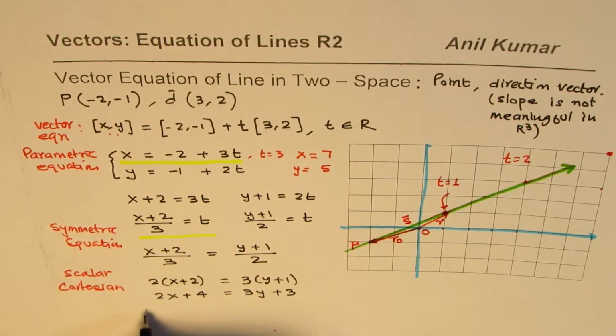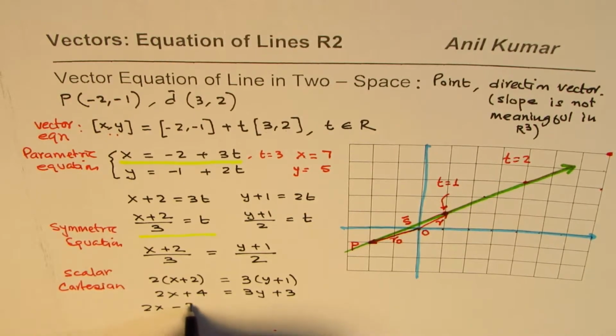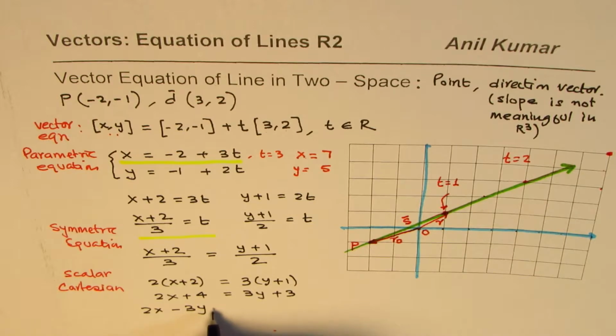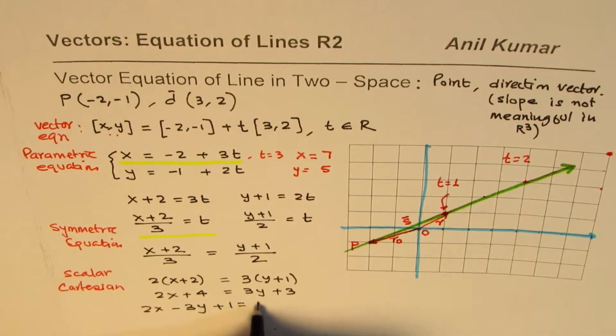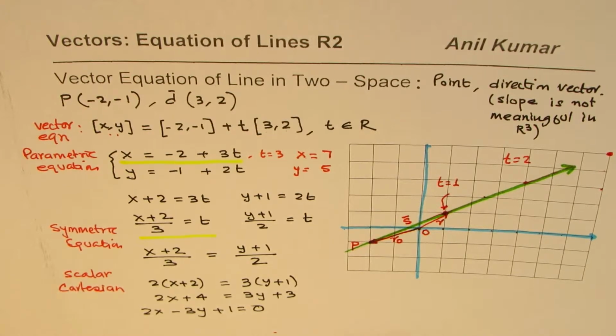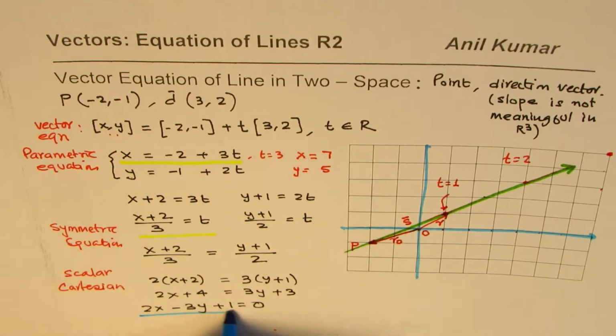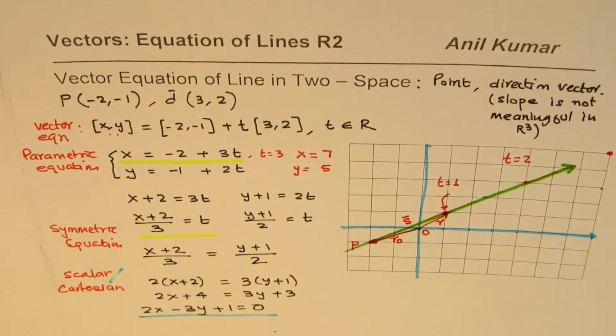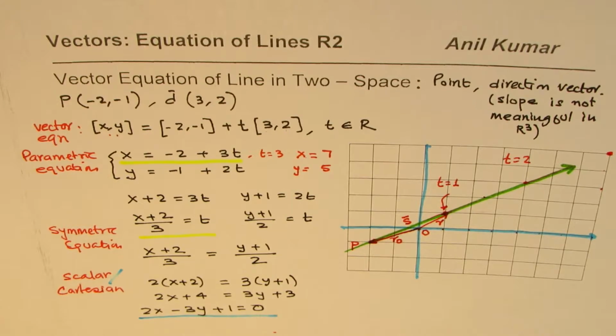Bring them all to the left side. So we have 2x minus 3y, and 4 minus 3 is 1, equals 0. Do you see that? Now this equation which you get is called the Cartesian or scalar equation. So these are different forms of your equations.